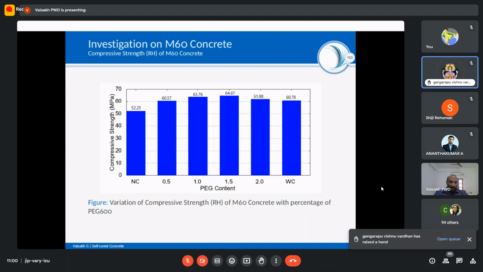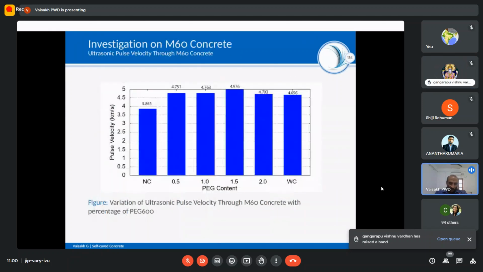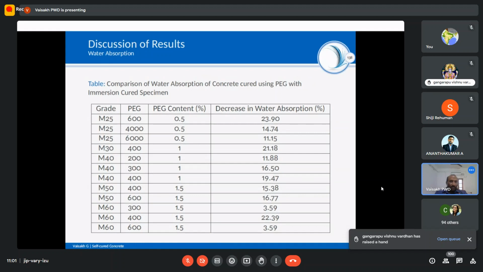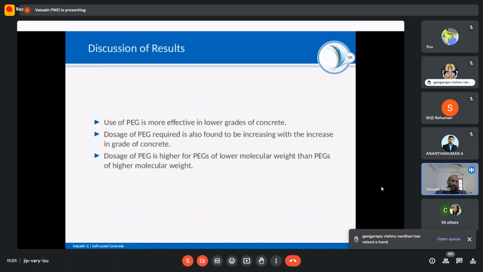Anyway, I'm going to share this slide with you for your reference, and I will quickly go through it. There is improvement in the tensile strength, compressive strength, and modulus of elasticity of concrete in comparison with the immersion cured specimen. The observation is that use of PEG is more effective in lower grades of concrete. This is my personal observation. The dose of PEG required is also found to increase with the increasing grade of concrete. The dose of PEG is higher for PEGs of lower molecular weight than PEGs of higher molecular weight.